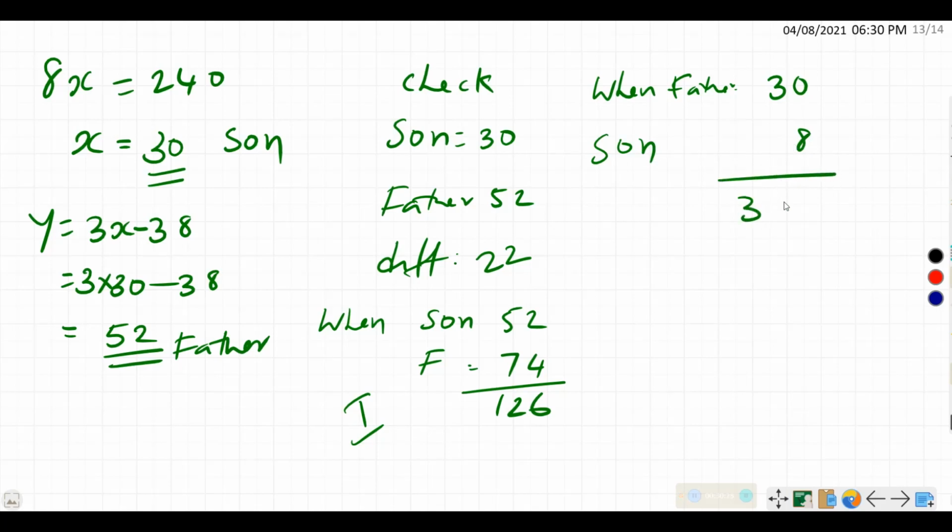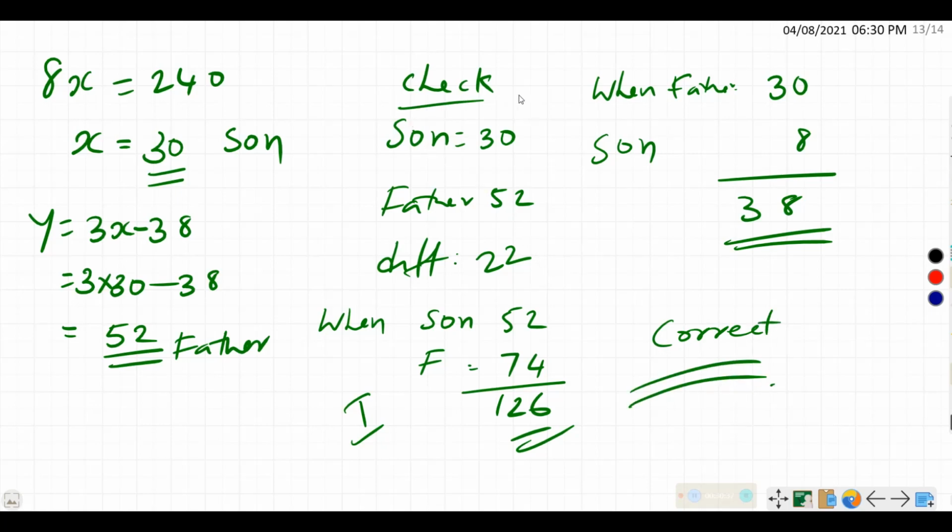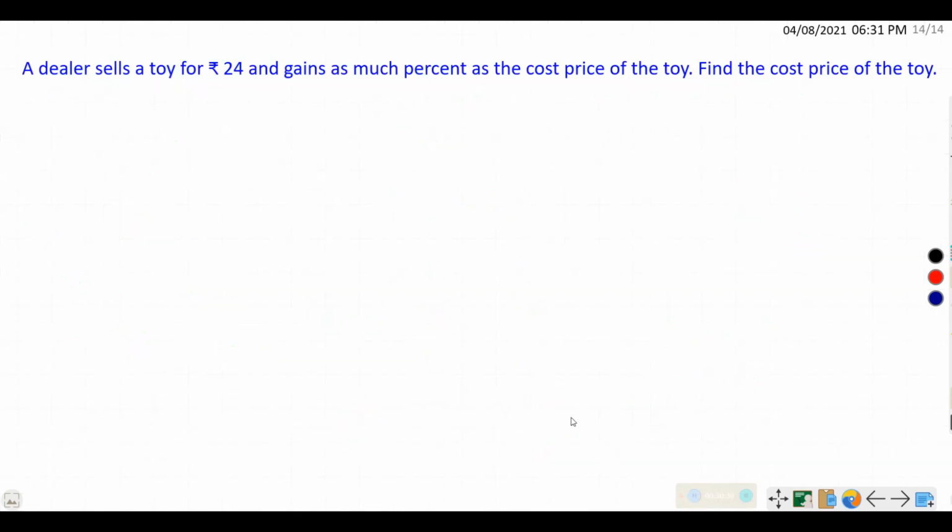So you will leave the exam hall thinking that I got the correct answer. You can check if time permits and you will feel the answer is correct. Okay. So this is an application of our concept of quadratic equation.